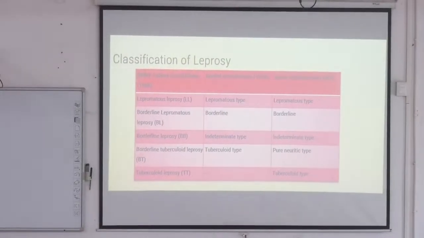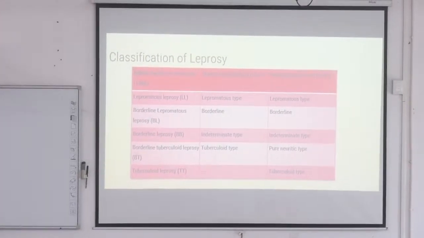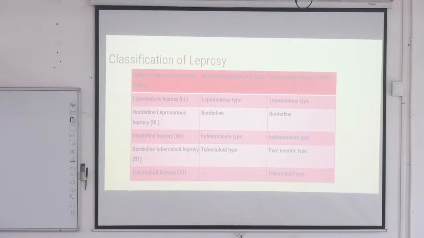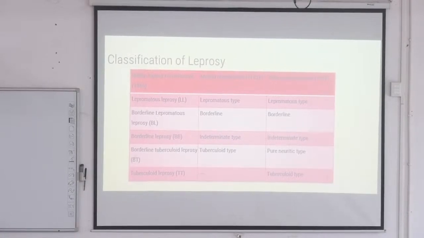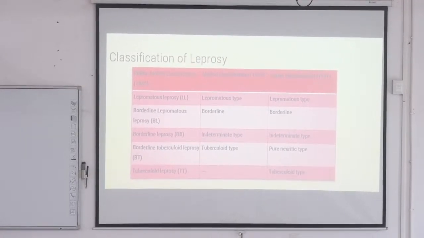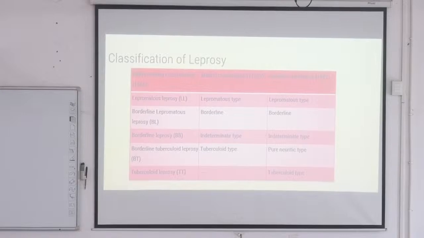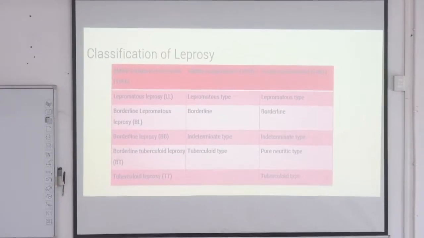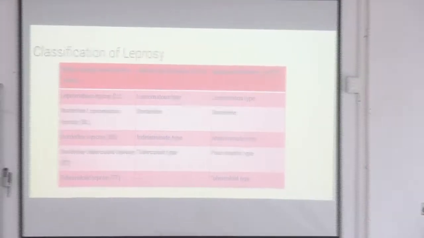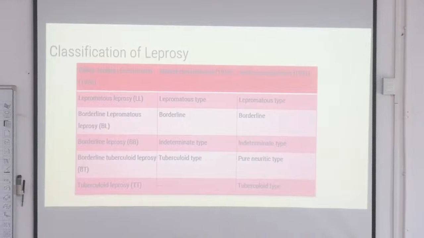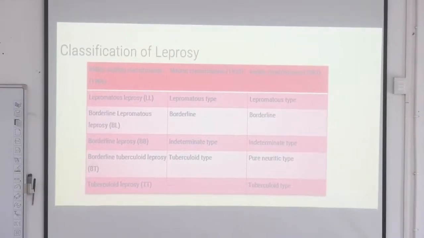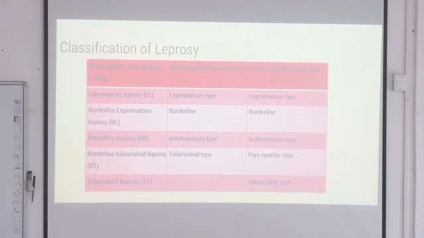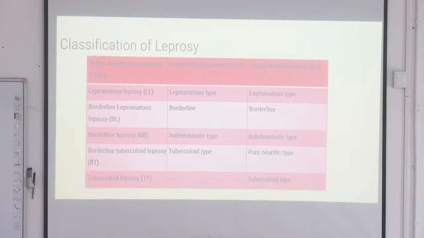Ridley-Jopling classification, Madrid classification, and Indian classification. What is the utility of classifying leprosy? Why are we reading the classifications? Classified as lepromatous and tuberculoid leprosy. And finally the Indian classification: lepromatous type, borderline, indeterminate, pure neuritic type, and tuberculoid type.